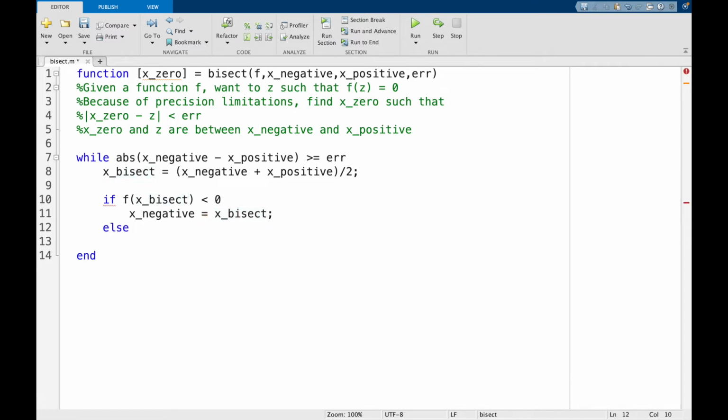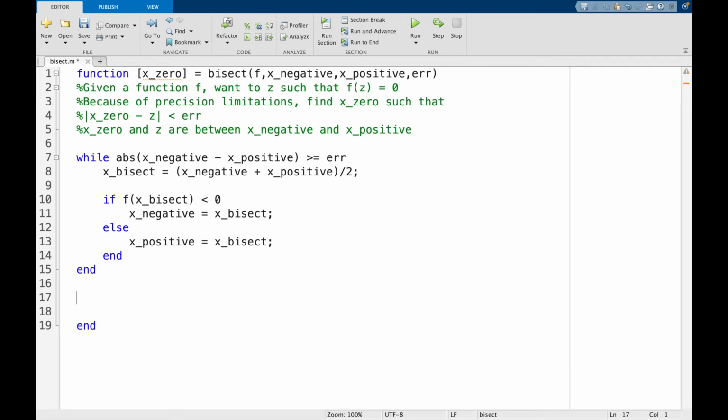Otherwise, this means f of x bisect is greater than or equal to 0, so x positive is going to be equal to x bisect instead. Now remember, why do we not have a separate case for exactly equal to 0? That's because we don't ever expect to find a 0 exactly, so the greater than or equal to case is just as good. So let's end off the while loop.